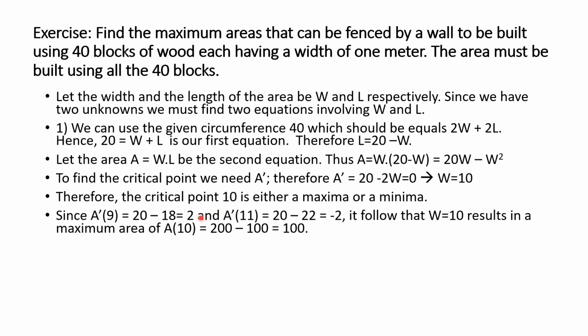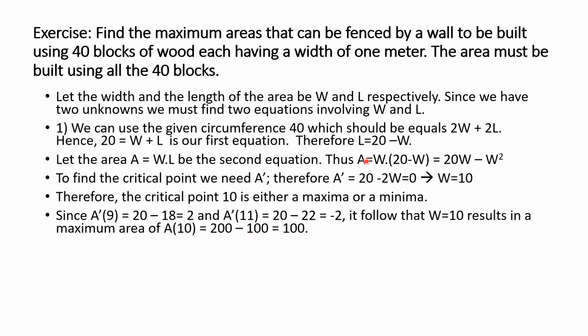Now we can see that at 9 the slope is positive, then at 10 the slope is flat, 0, and then when we move past 10 to 11 the slope became negative. So the slope is going positive, then 0 at 10, and then goes negative. That implies that it is a maxima. W equal 10 will give us a maxima, and the area, which is A of 10, is going to be equal to 200 minus 100.